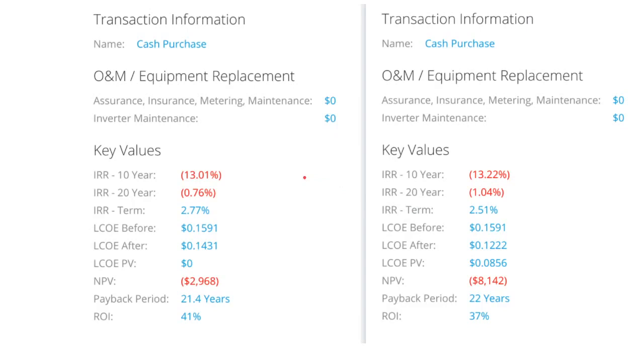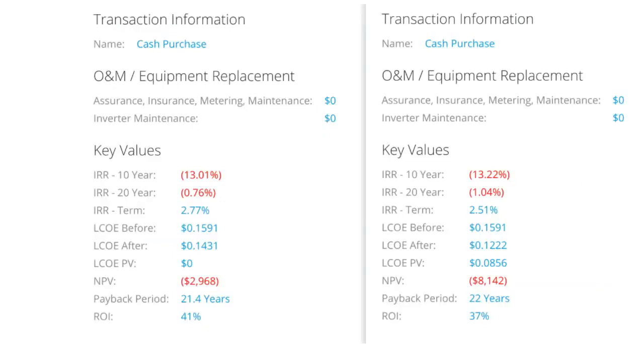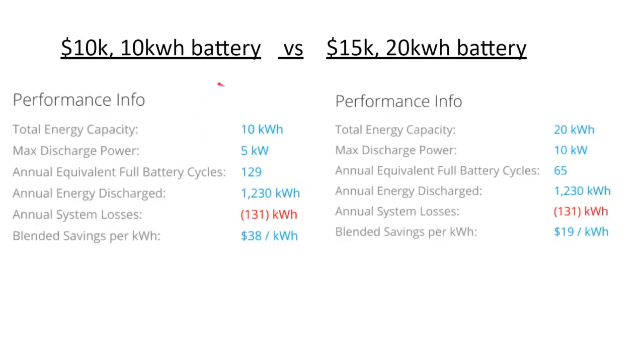And so here we have a couple of different configurations, but you might be modeling it for solar with or without the battery, or the battery without solar. And so what we see here is for a $10,000 10 kilowatt hour battery, the battery is going through 129 cycles a year, and each kilowatt hour is saving $38.